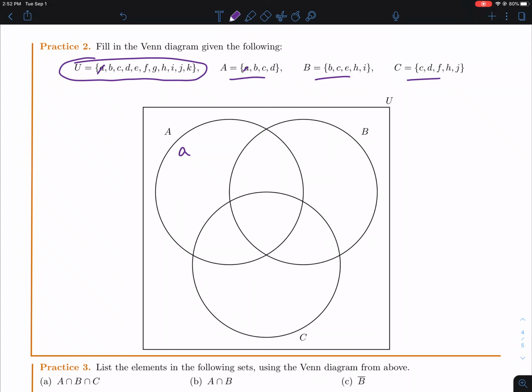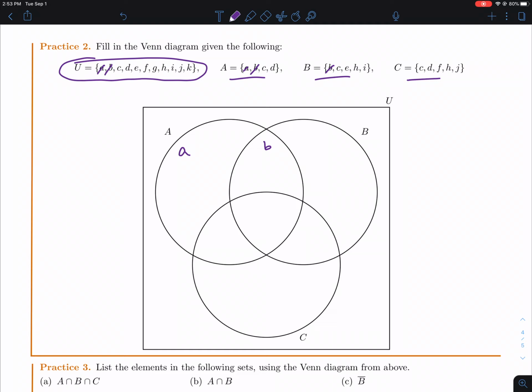I'm going to scratch it off the universal set too, just to make sure it's gone as well. So now if I look at B, I see that the element B is in set A and it's in set B. So what that means is I need to put it in a place where A and B have an overlap. So do I want to stick it down here? No, because that's also part of C in that case. So I don't want to stick it in that part of the overlap. So I want to stick it up here in this part that's just in A and B. So again, let's scratch off B everywhere. And then we just keep going.